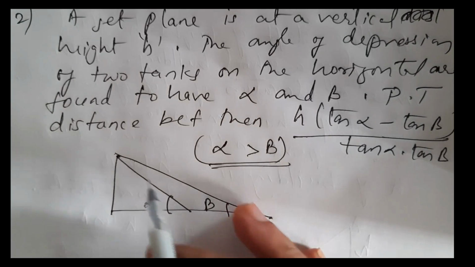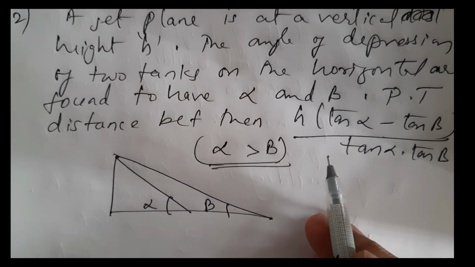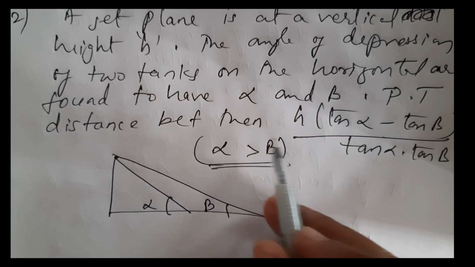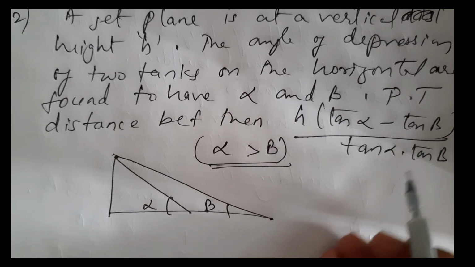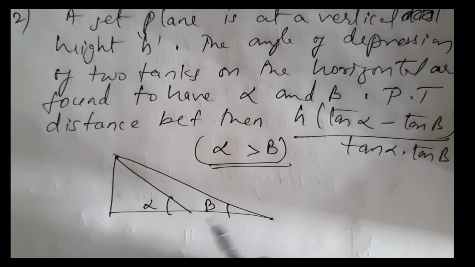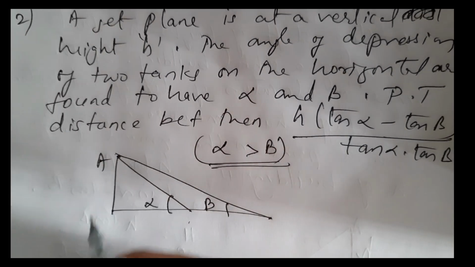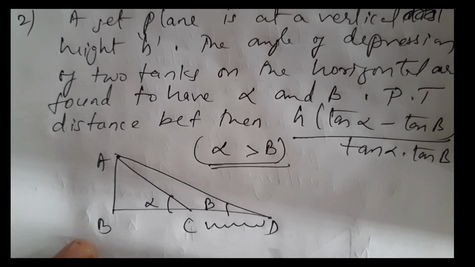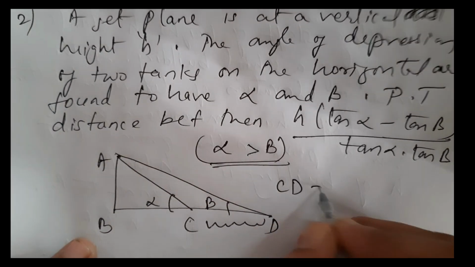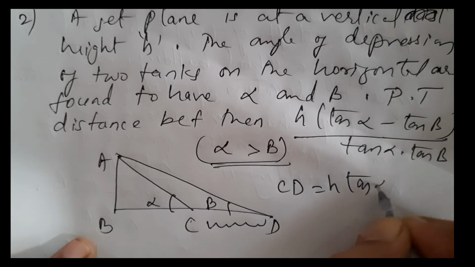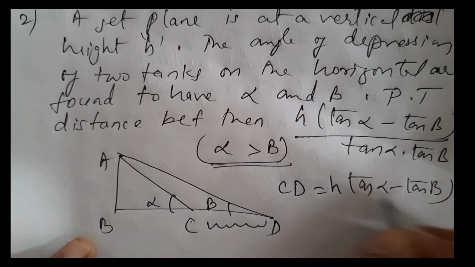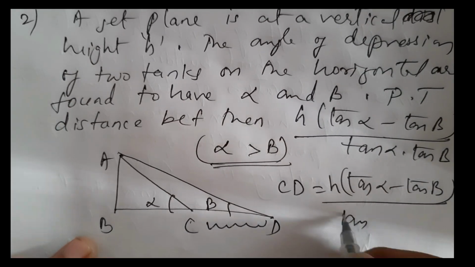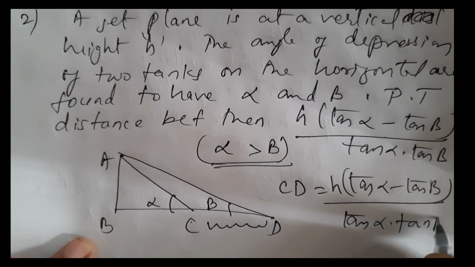We need to prove that the distance between the points is h tan alpha minus tan beta upon tan alpha tan beta. So distance is nothing but this value. So this is our distance, and this we need to prove. To prove, CD is equal to h tan alpha minus tan beta upon tan alpha tan beta. So let's start how we will solve this question.